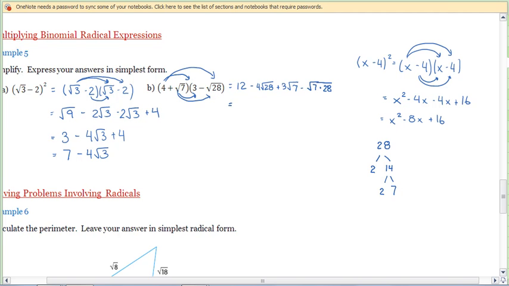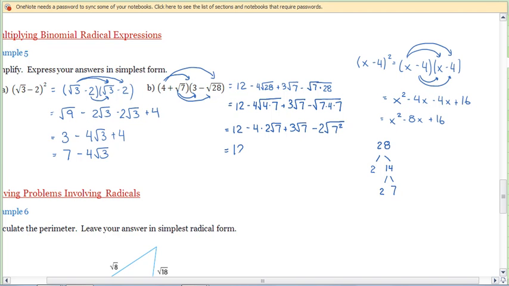as 4 times 7, so we can say 12 minus 4 times the root of 4 times 7, plus 3 root 7, minus root 7 times 4 times 7. So we had 12 minus 4, the square root of 4 is 2, times 2 root 7, plus 3 root 7, minus, well, now we have the square root of 4 is 2, so that's 2 times the square root of 7 times 7, which is 7 squared.